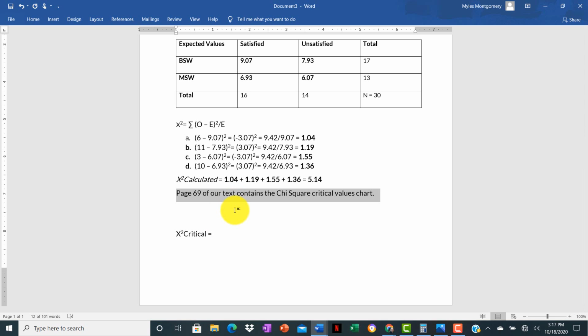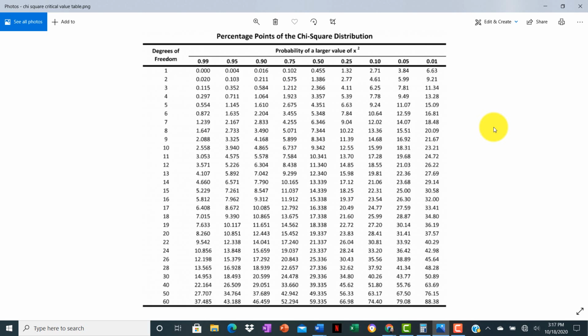Well, a little bit's going to have to do with what your chi-square contingency table or cross tabulation looks like. If you were to turn to page 69 of your text, you're going to find a chart that looks loosely like the one I'm about to show you. Okay, this one right here. Now this is a little different than the one in your text, but it's the same idea.